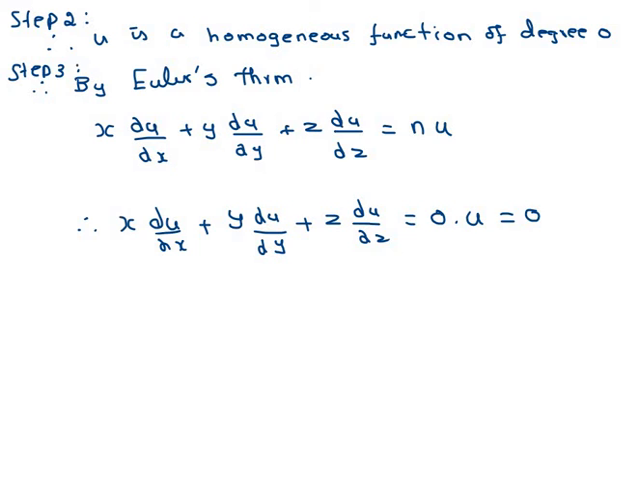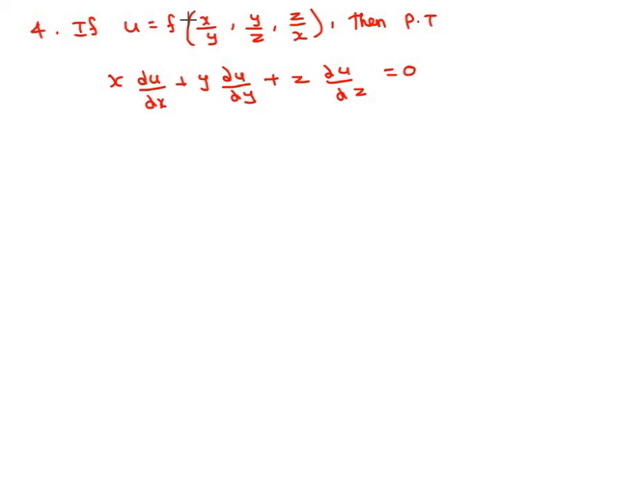Next problem. If u is equal to f of x by y comma y by z comma z by x, then prove that x dou u by dou x plus y dou u by dou y plus z dou u by dou z is equal to 0. It's same as the previous problem. We are going to solve this using Euler's theorem. For that, step 1 is check whether the function is a homogeneous function or not.